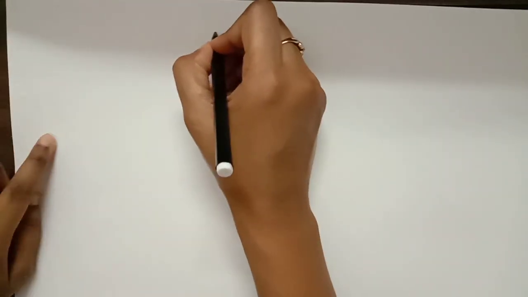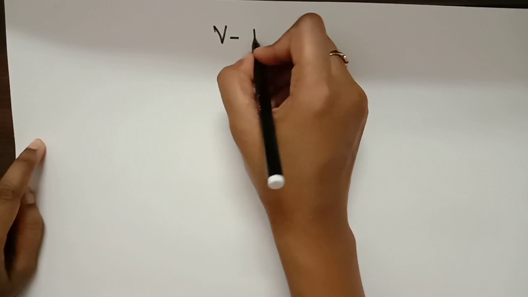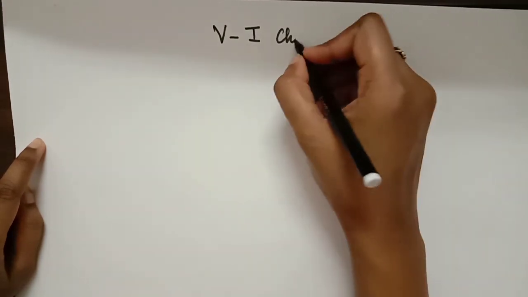So let us first draw the VI characteristics of PN diode. VI characteristics of silicon and germanium.